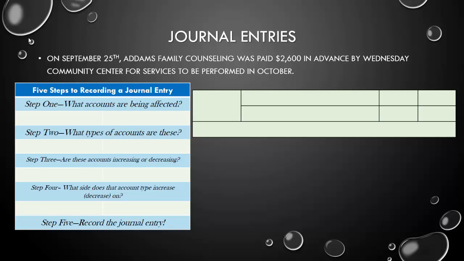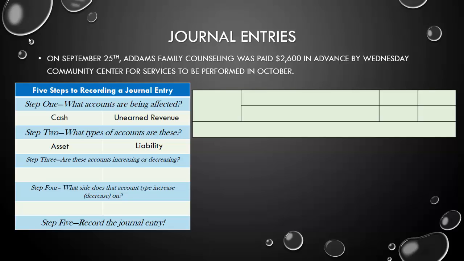What accounts are going to be affected? Well, cash is going to be affected because we are getting paid in advance, but we haven't done the job yet, so we can't record it as revenue. We're going to have to record the fact that we owe those services to the Wednesday Community Center, which means it's a liability. And that liability isn't any type of earned revenue account. We're going to call it unearned revenue. So cash is an asset and unearned revenue is a liability.